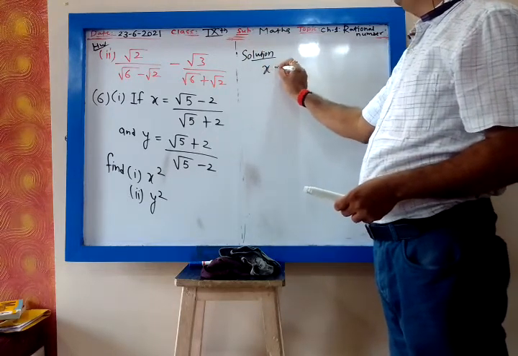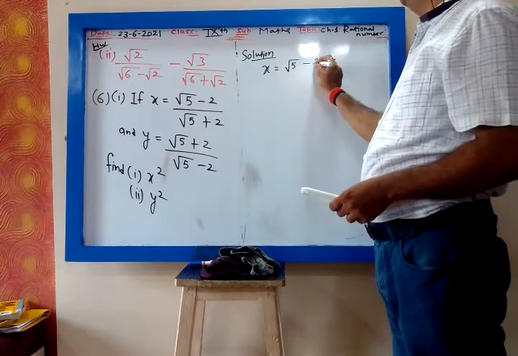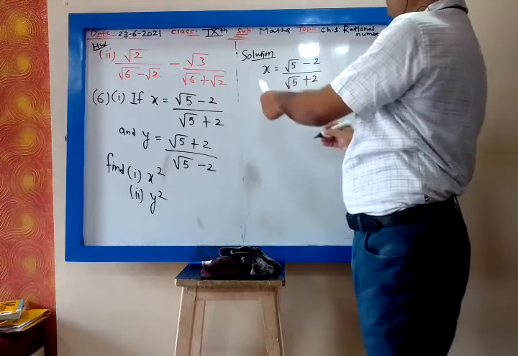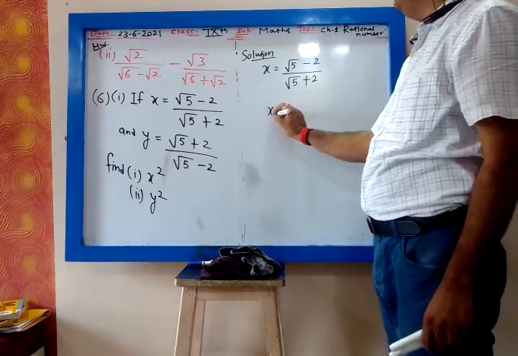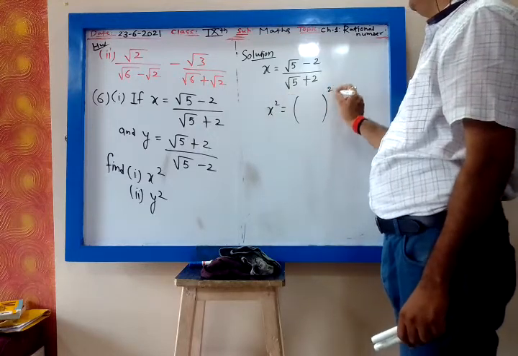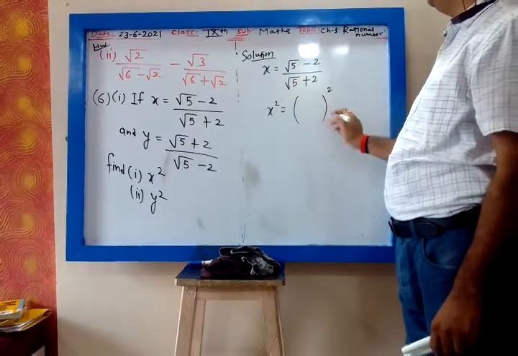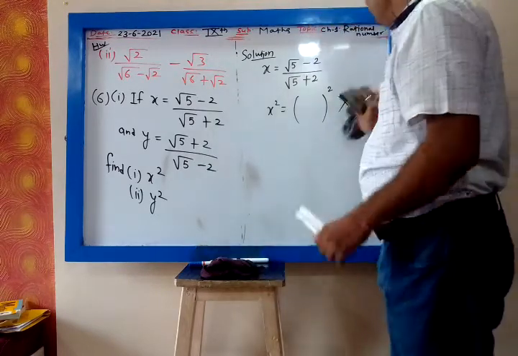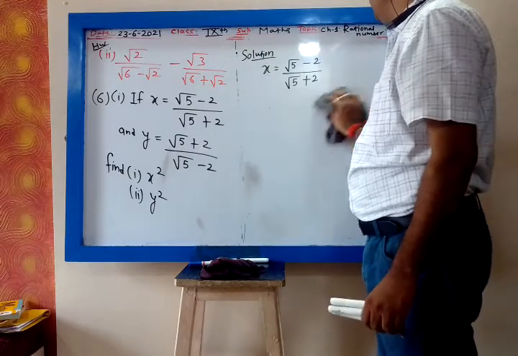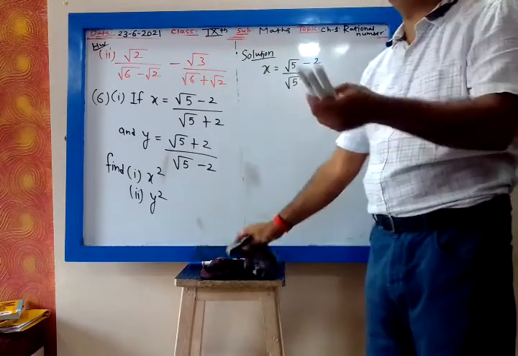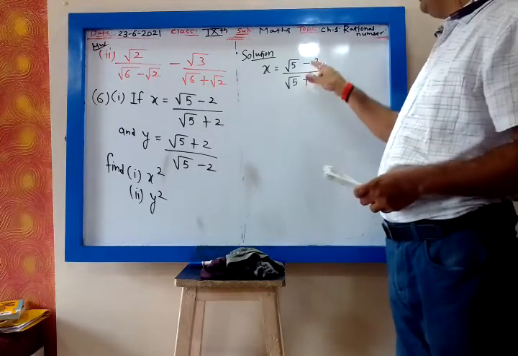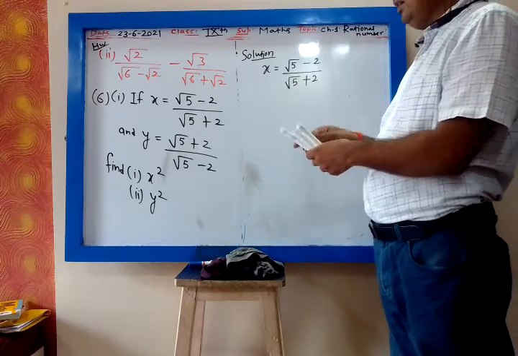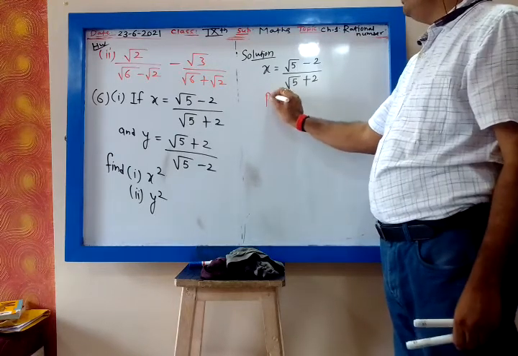My x is given as root 5 minus 2 upon root 5 plus 2. Correct? Don't directly find the square. What some of the students do, they write x square will be the square of this. Then they simplify numerator, simplify denominator, and the calculation becomes lengthy. So first you simplify x, get the simplified form of x, and then you square it. So again this is division of two irrational numbers, so the working method will be rationalize the denominator.